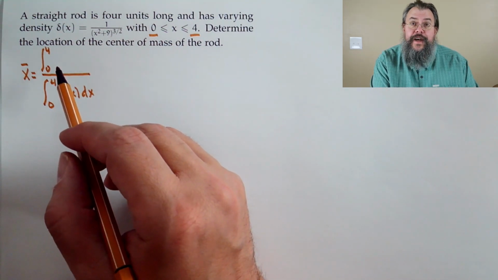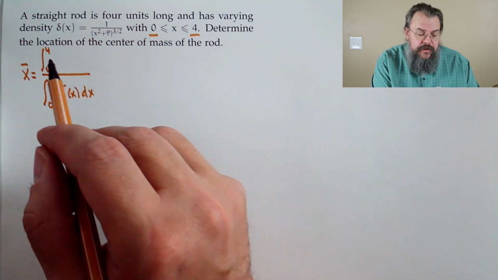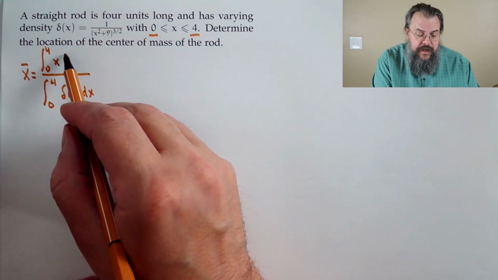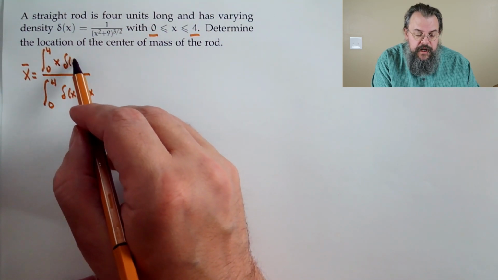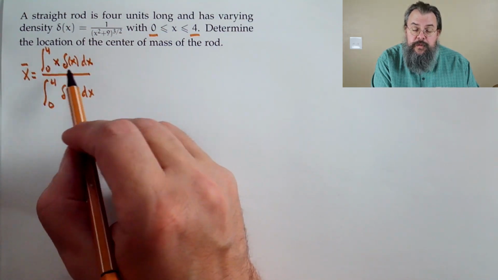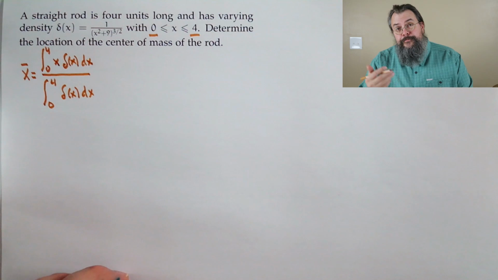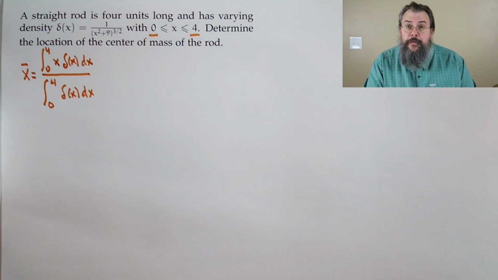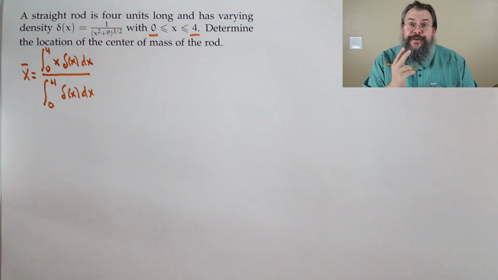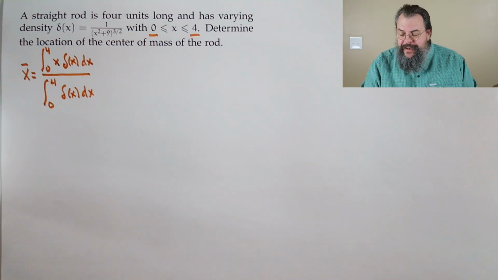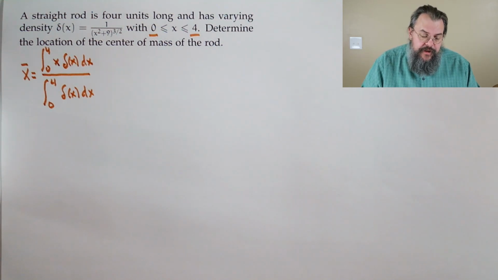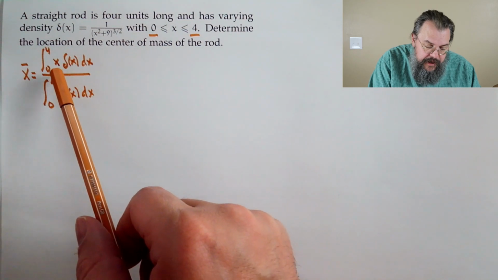Well, a moment also has a location. So there's an x term. That's our location. And then we multiply that by the mass, which is the density dx. So that's the moment of a little piece. We add all our pieces together, and we get the moment. All right. So we're going to have to do 2 integrals. Good.